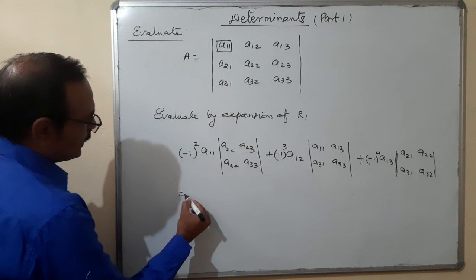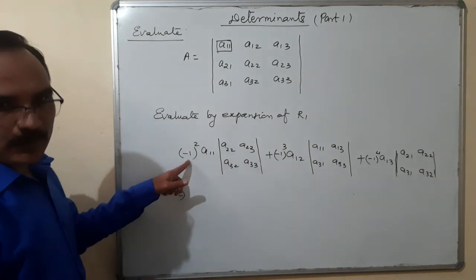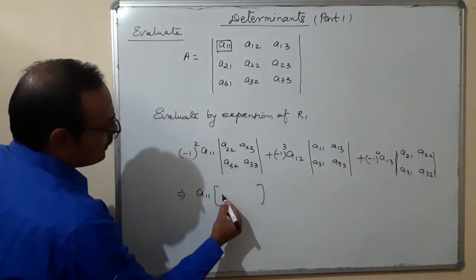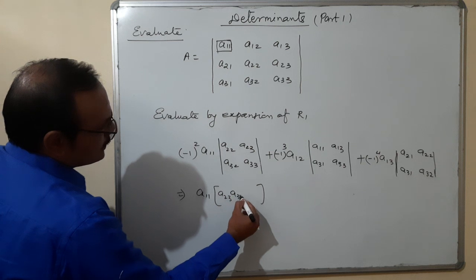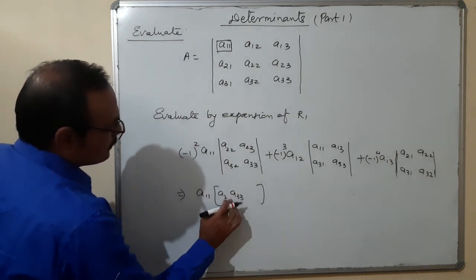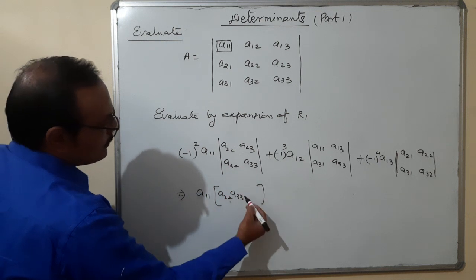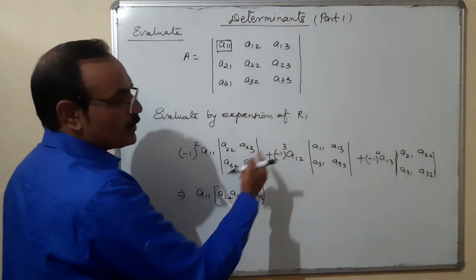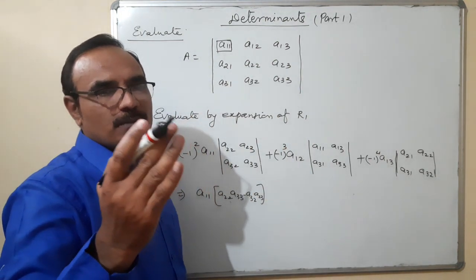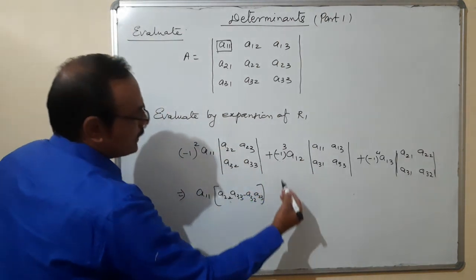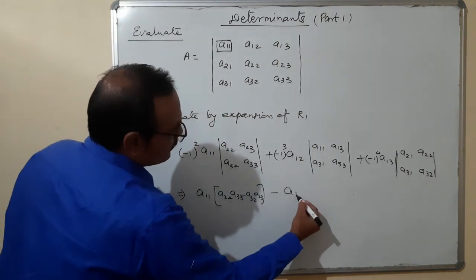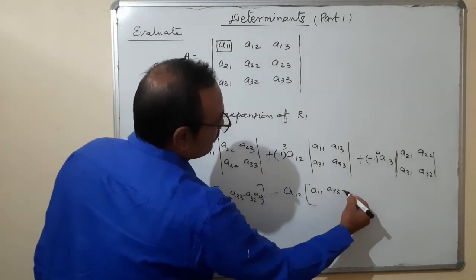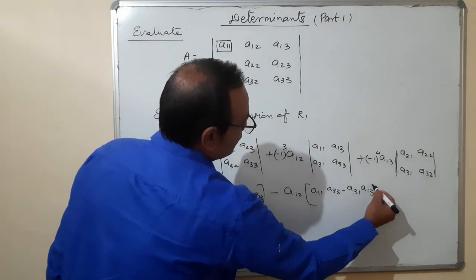And what does it mean? Minus 1 squared means it is a plus sign. So it is A11 times (A22 A33 minus A32 A23). The second term is minus 1 to the power 3, which gives a minus sign. Minus times A12 times (A21 A33 minus A31 A23).